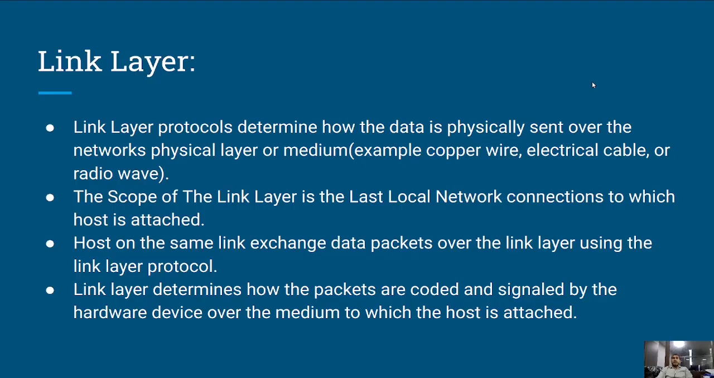So let us now look into the different layers of the Internet of Things network and the different protocols. First is the link layer. The link layer protocols determine how data is actually physically sent over the network. It is just like the physical layer, or the medium. Some examples are copper wire and electrical cable. These are the common mediums that are used. The scope of the link layer is the last local network connection to which the host is attached.